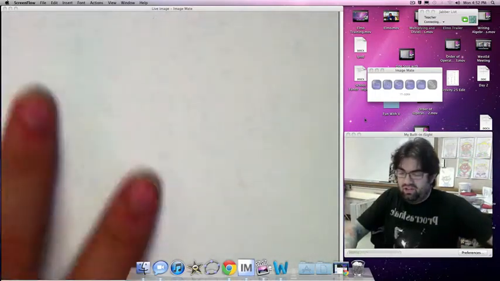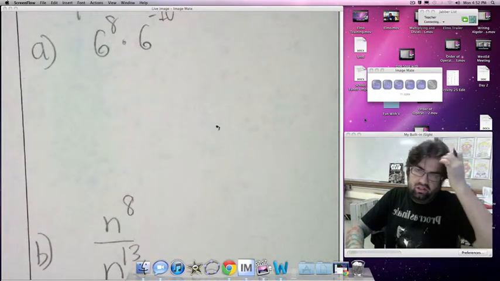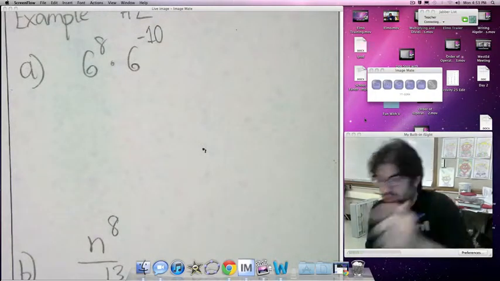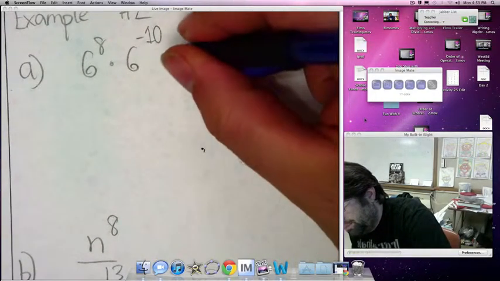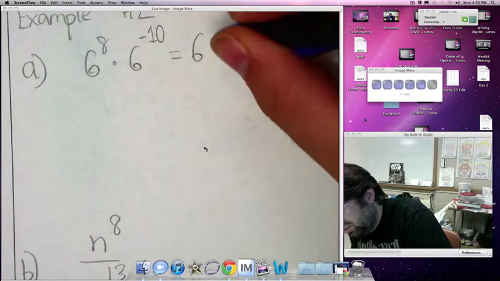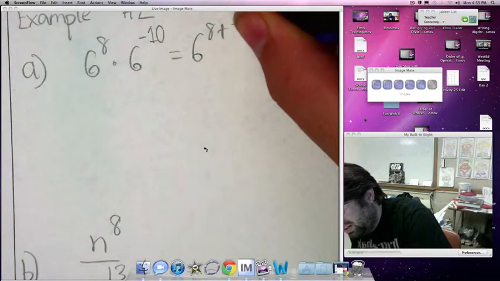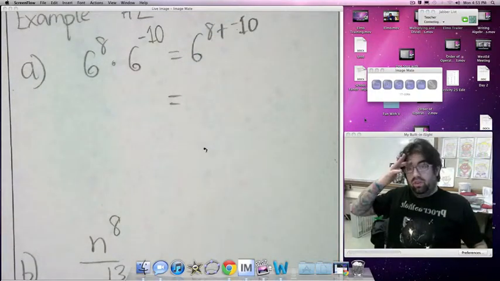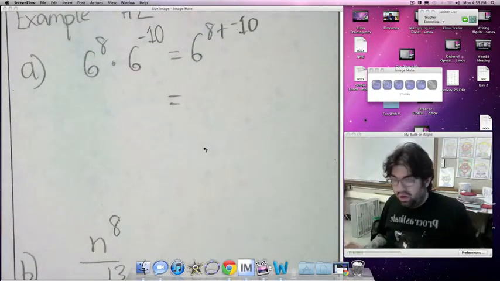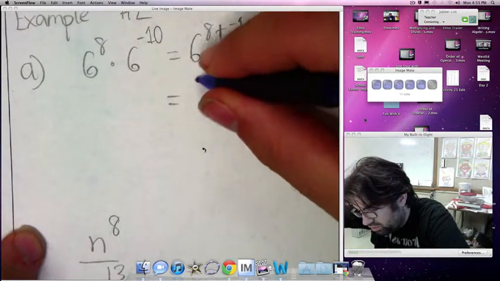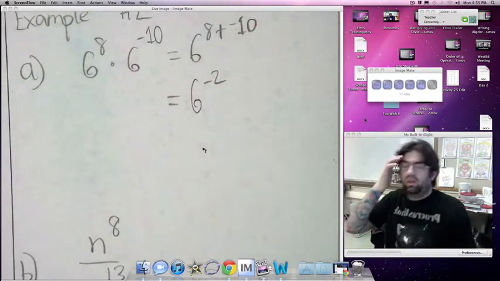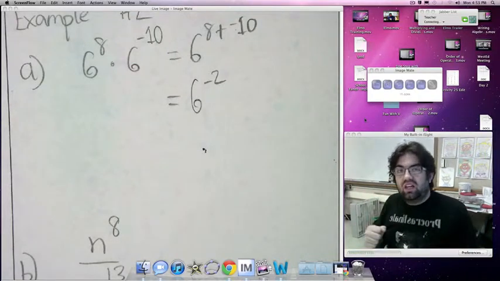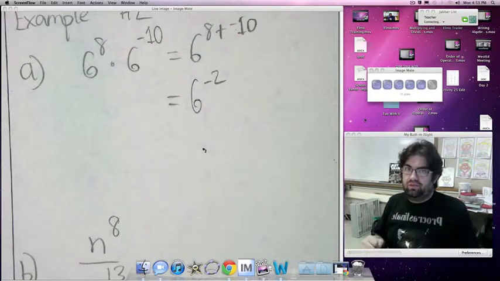Let's kick it up a notch, as Emeril, the chef, would say. Let's go to a new level. So I'm just going to jump right in and say, let's use the properties. This is equal to 6 to the 8 plus negative 10. I'm just adding the exponents together. Well, 8 plus negative 10 is negative 2. So now we have 6 to the negative 2, which we can't leave like that. If you see a negative exponent, you have to make it positive. End of discussion.